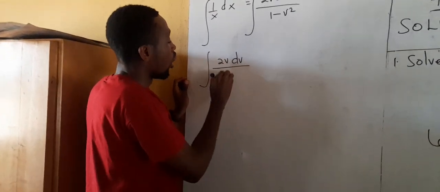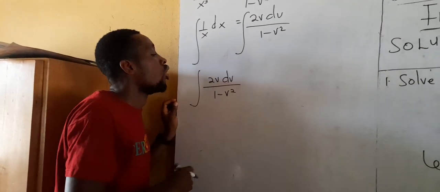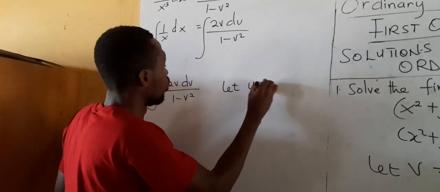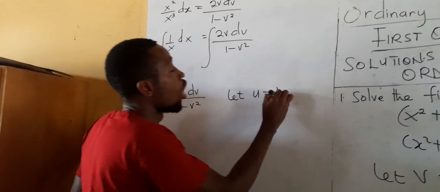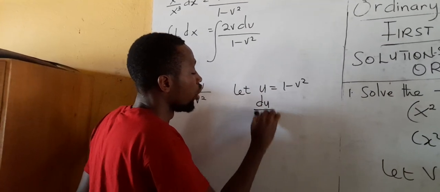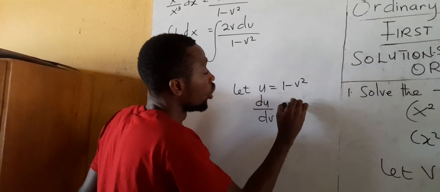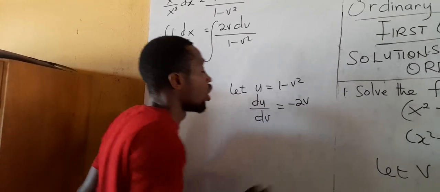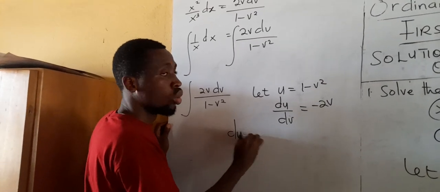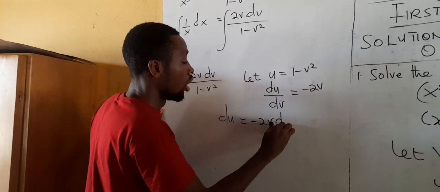Look at it, 1 minus v squared. So we will let u be equal to 1 minus v squared. Then we differentiate, du over dv. When we differentiate it, we get minus 2v. Now we send it there, so we have du equal to minus 2v dv.